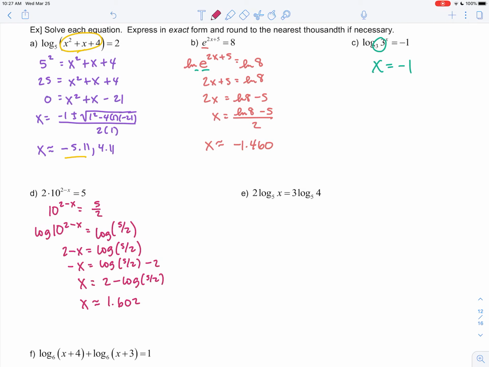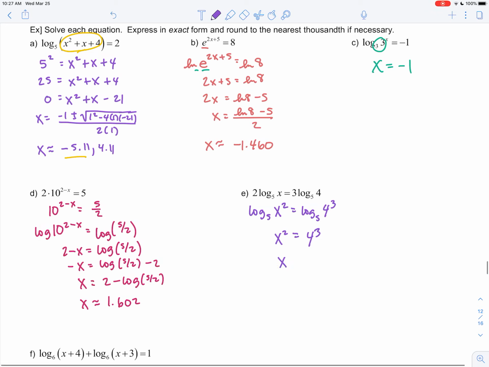Okay, so this one, you can see there's 2 logs. Luckily, they have the same base. So what we want to do is move those factors up as exponents. So this is log base 5 of x squared, and this is log base 5 of 4 cubed. So if log base 5 of something equals log base 5 of something, those two arguments must be equal.